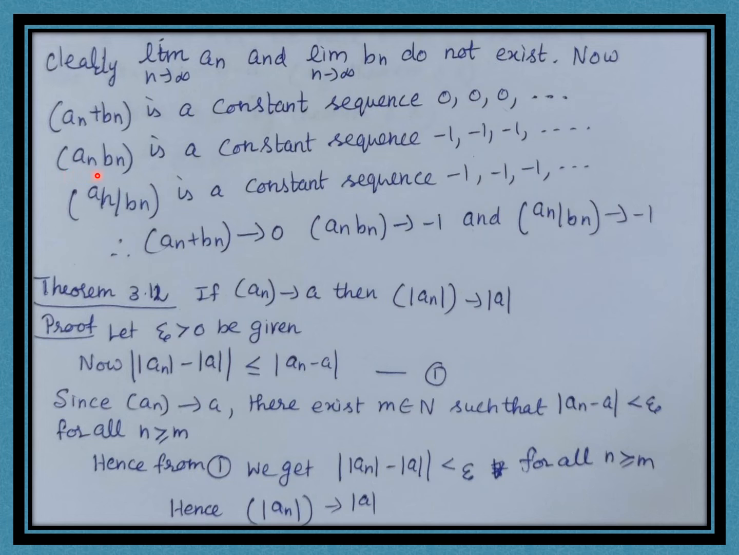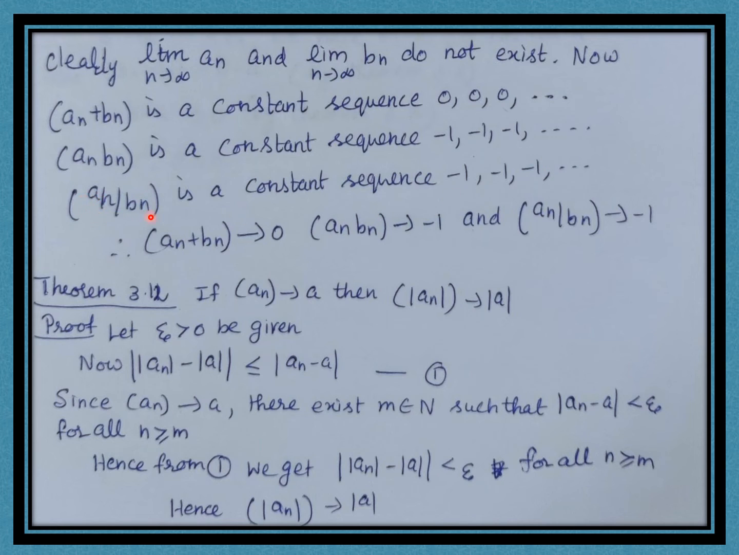When we take anbn, we have minus 1 into 1, that will become minus 1. The second term will be 1 into minus 1, that will also become minus 1. And this sequence is going to be the sequence minus 1, minus 1, minus 1, etc., which is a constant sequence converging to minus 1.